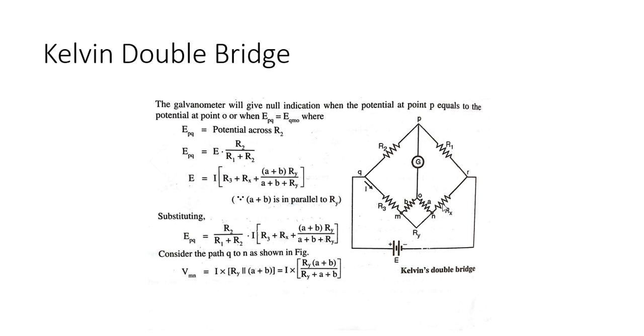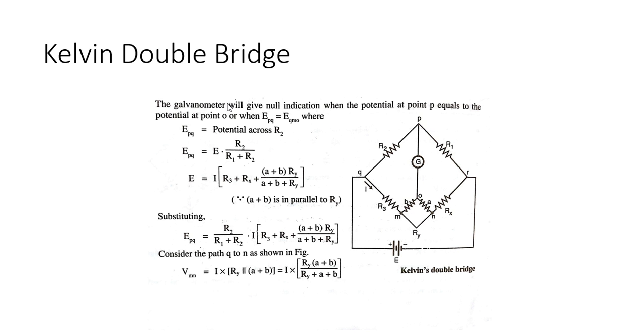As discussed earlier, the second set of ratio arms is formed by the resistances A and B, and they connect to the galvanometer at point O, at an appropriate potential between M and N. So the effect of the resistance added by the connecting lead Ry from N to M is eliminated. Now let us see how it works.